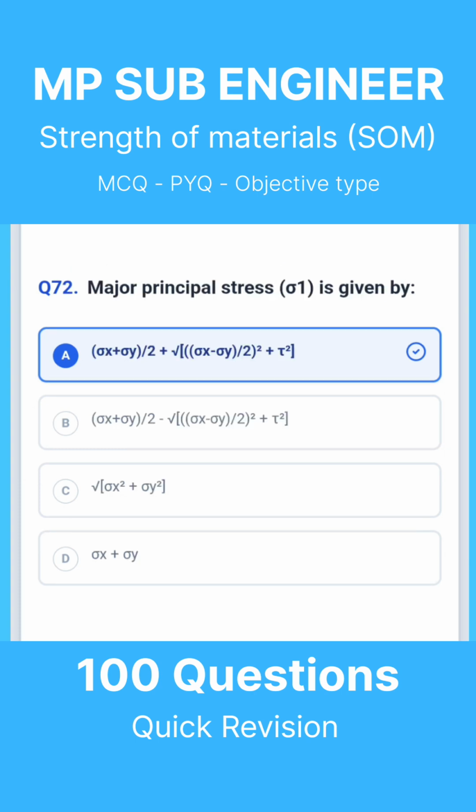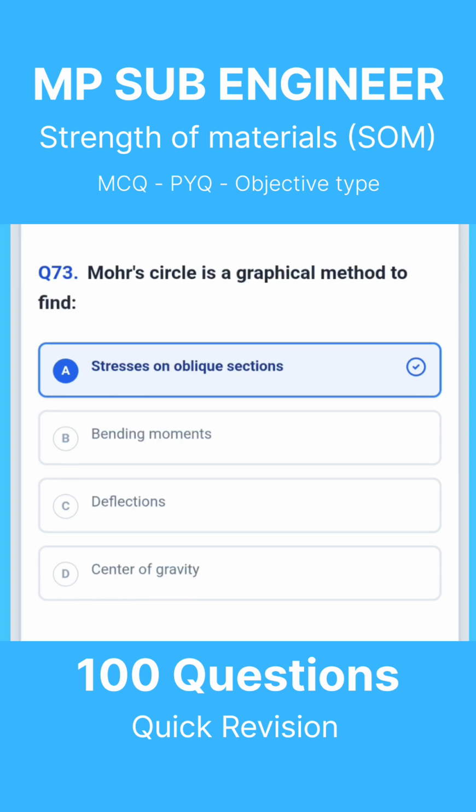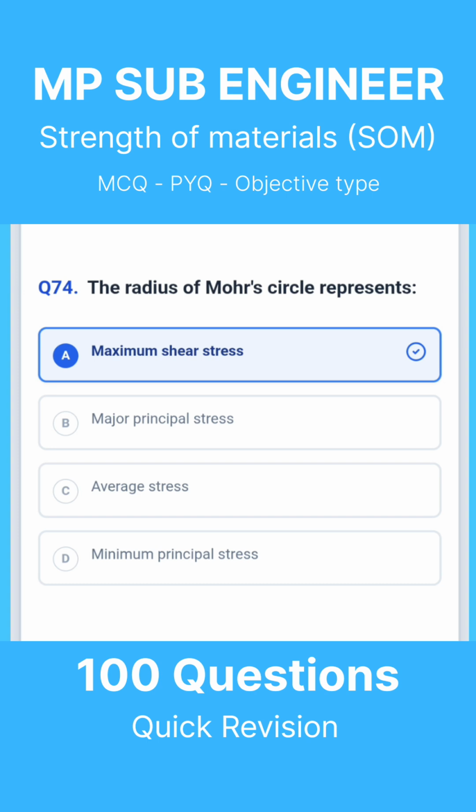Question 72. Major principal stress sigma 1 is given by. The correct answer is (sigma x plus sigma y) divided by 2 plus square root of ((sigma x minus sigma y) divided by 2) squared plus tau squared. Question 73. Mohr's circle is a graphical method to find. The correct answer is stresses on oblique sections. Question 74. The radius of Mohr's circle represents. The correct answer is maximum shear stress.